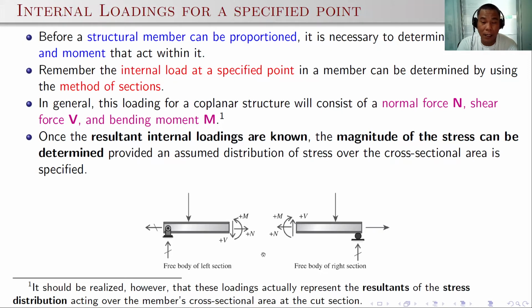Again, these are just conventions. This is not an absolute value that it should be positive in that direction or negative. It depends on your assumption. But here we will just assume that the left segment, the normal force, is positive going to the right, and shear downward is positive, and bending counterclockwise is positive.